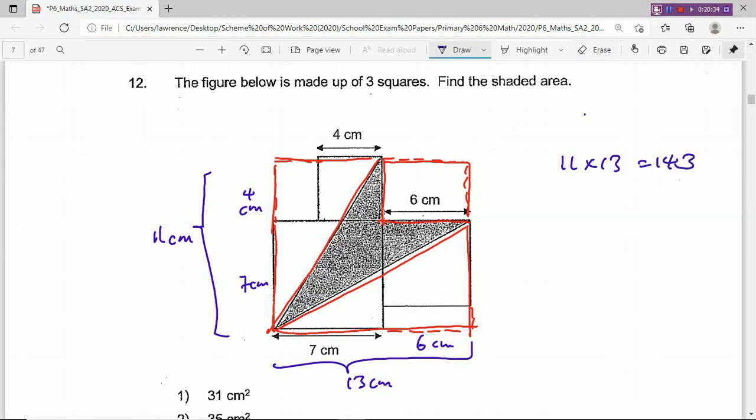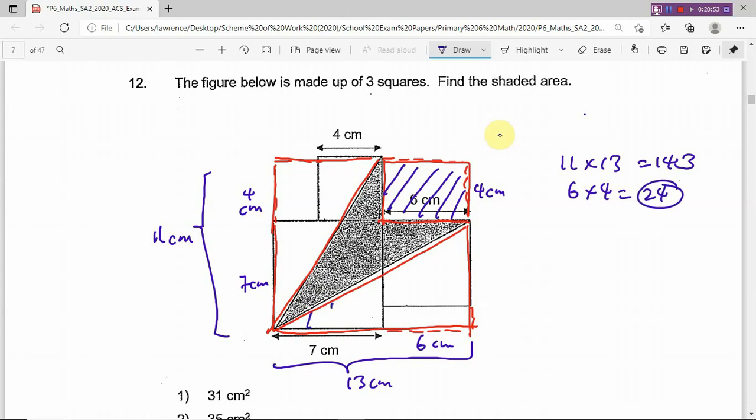Alright, then let's find one by one. Let's find those shapes that we don't want. So what's the area of this rectangle? So you have 6, the length is 6, and the breadth is 4. So you have 6 times 4, 24, and you circle because you're going to minus all these numbers away.